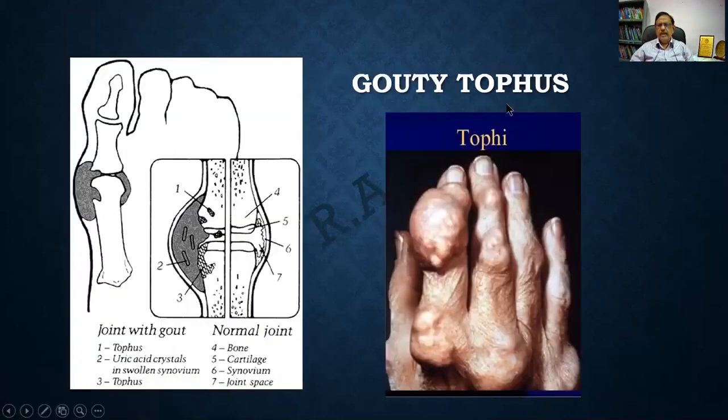This is a picture of the gout. So compared to the first picture, you find that there is no redness over here. Of course, the swelling is here. It is not as painful as the original one. This is called a gouty tophus. And this is a diagram of it.